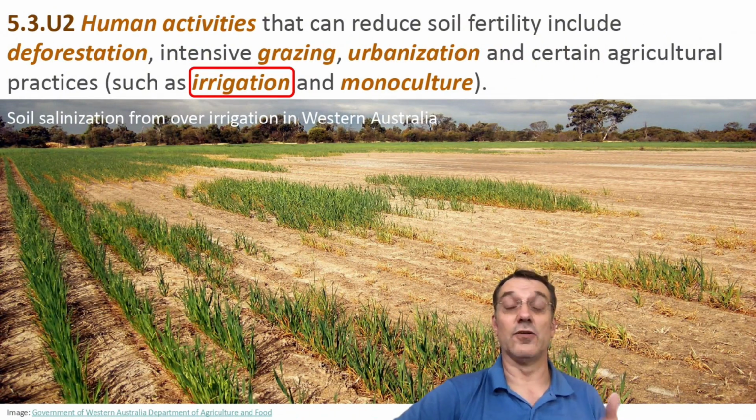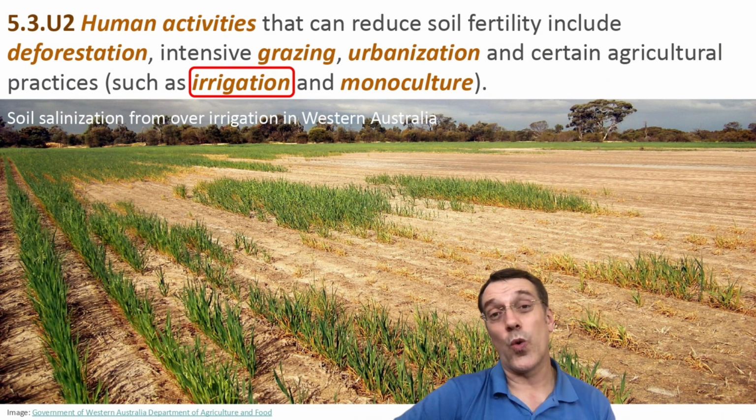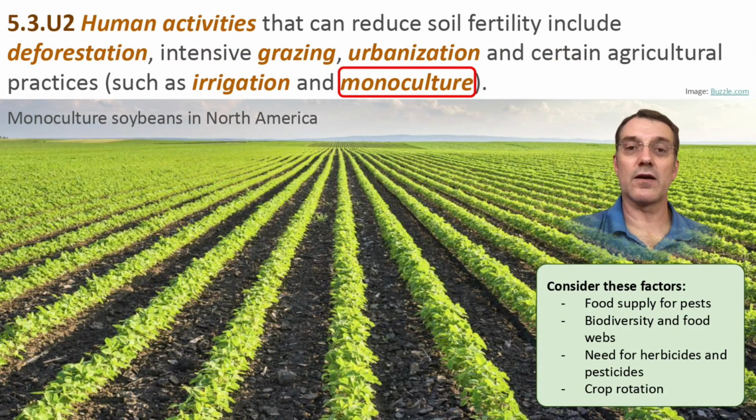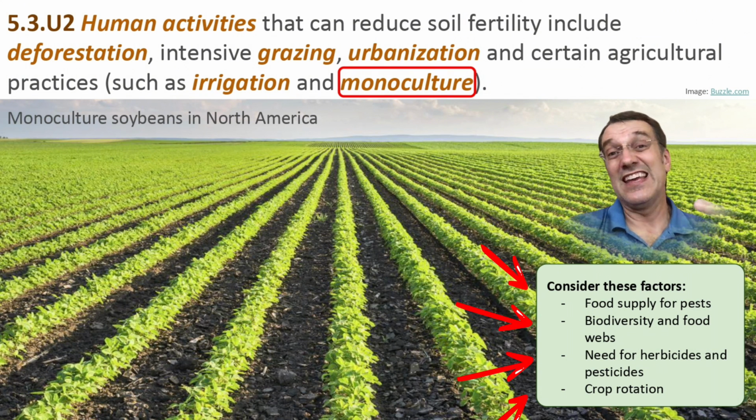Here we can see the effects of over-irrigation in Western Australia. This shows how improper irrigation practices can lead to soil salinization. And that's just one of the serious consequences of reduced soil fertility. When you look at this monoculture soybean field in North America, we need to consider several different factors. The food supply for pests, the impacts on biodiversity and food webs, the increased need for herbicides and pesticides to keep those populations under control, and the importance of crop rotation.